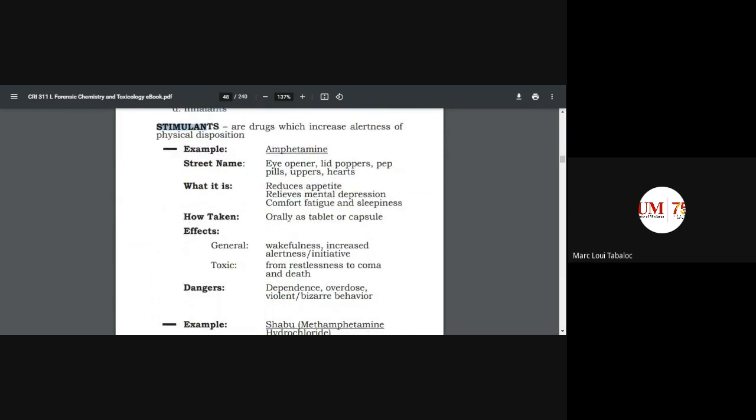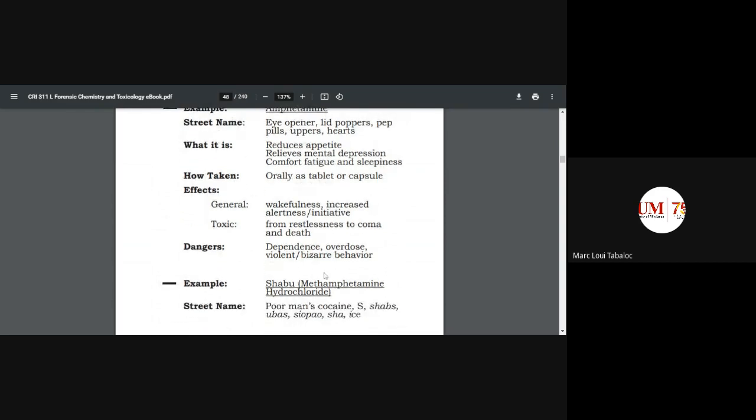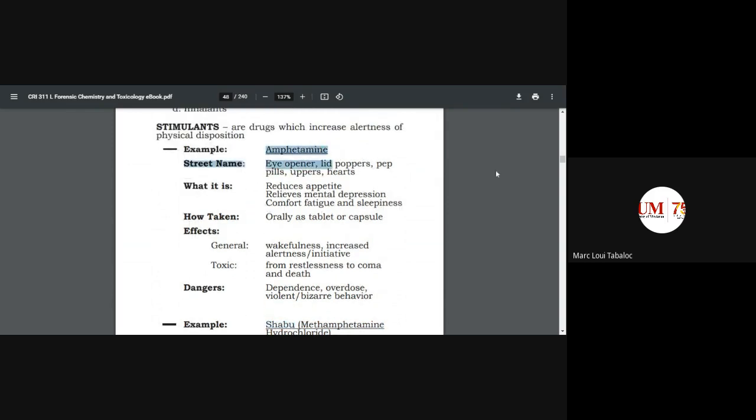So first, stimulants. Ano tong mga stimulants? Okay? From the word stimulate, it increases alertness. Okay? Again, it increases alertness ng katawan. For example, amphetamine. Gusto mong dagdagan yung level ng pagiging alert, then it will be soon after maging methamphetamine hydrochloride or yung shabu. But back to amphetamine, okay?